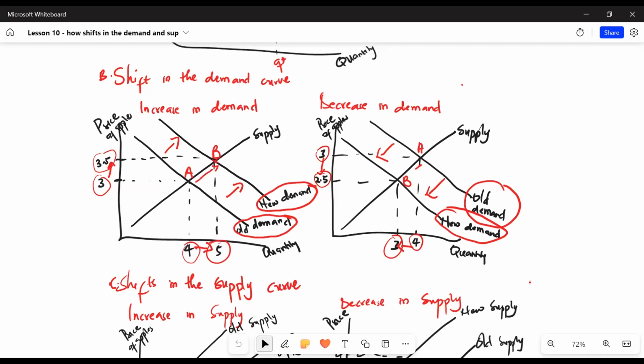Now at a higher price, producers are willing to sell more at this price. As we said before, the law of supply says that higher prices induce higher supply. So a shift in demand will cause prices to increase, which will also induce suppliers to increase their supply and consequently lead us onto a new equilibrium point B.